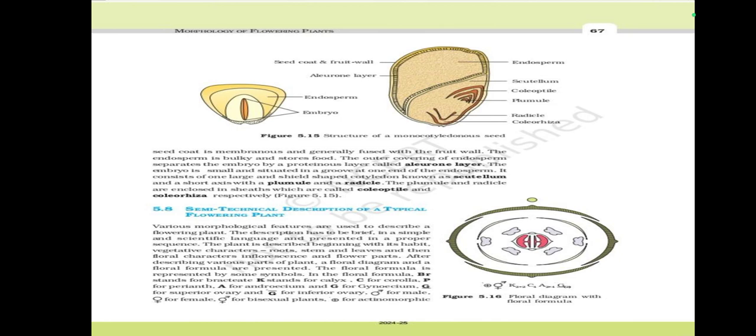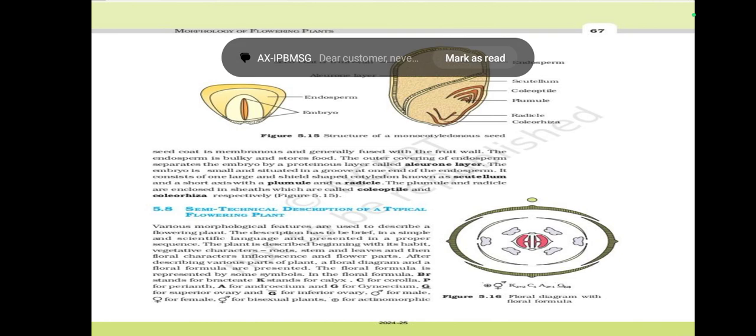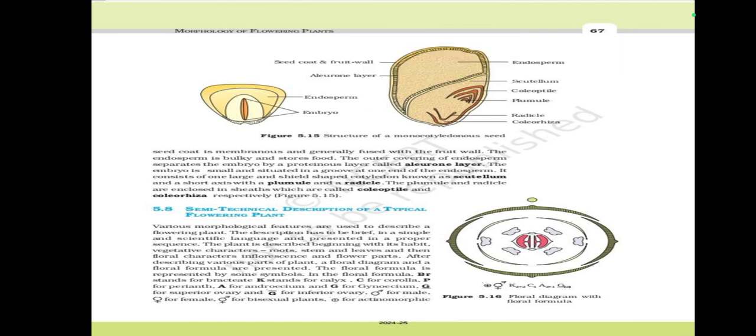radicle. The plumule and radicle are enclosed in sheaths which are called coleoptile and coleorhiza respectively, which is located in figure 5.15, structure of monocotyledonous seed. First, primary endosperm, embryo, then seed coat, fruit wall, aleurone layer, endosperm, scutellum, coleoptile, plumule, radicle, coleorhiza.